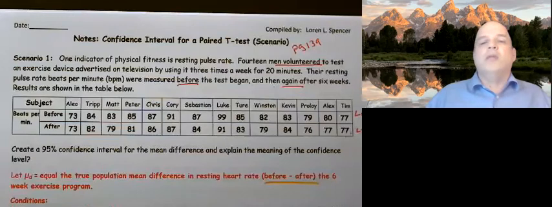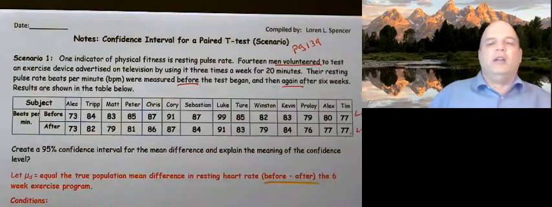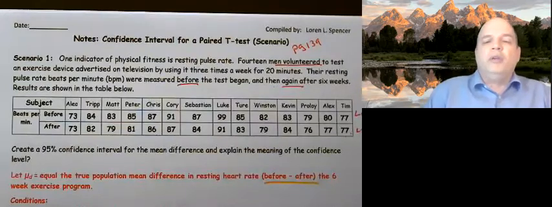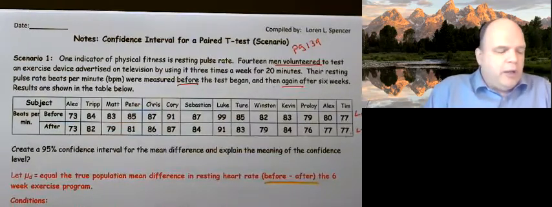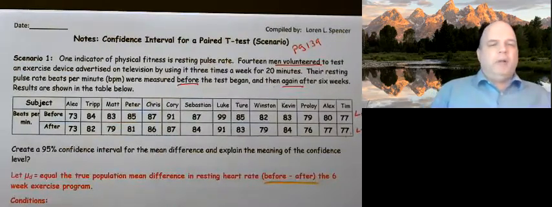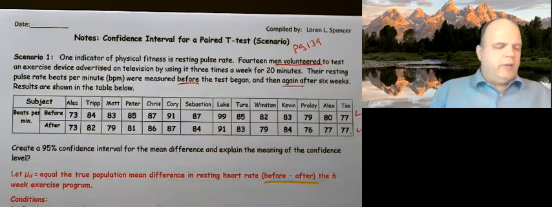Not the width, but it'll change its location, usually from positive to negative or vice versa, based on whether you do before minus after. You could do after minus before, but you must say which direction you went. I'm going to blow through the conditions because I did them in the previous video.